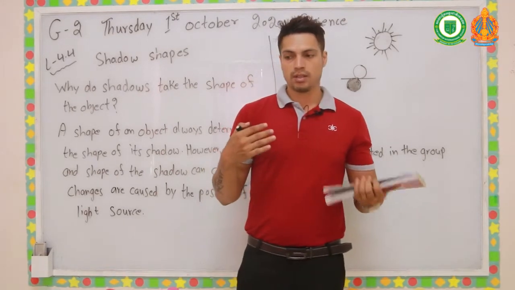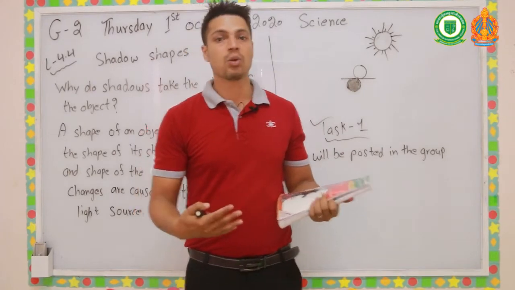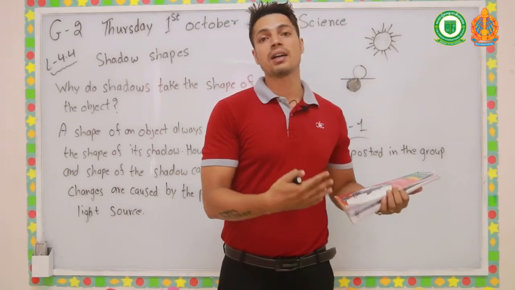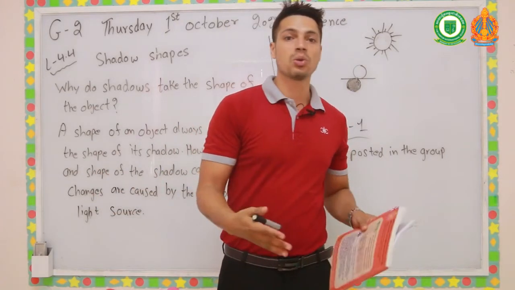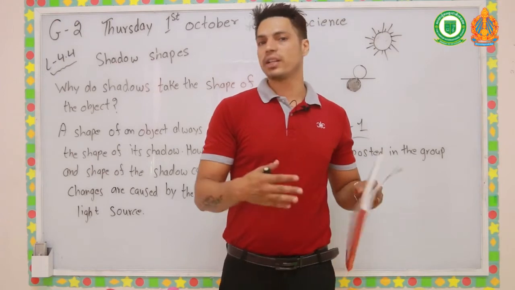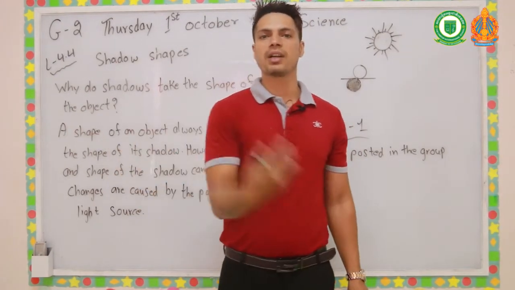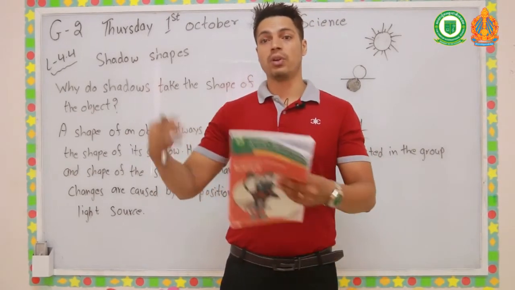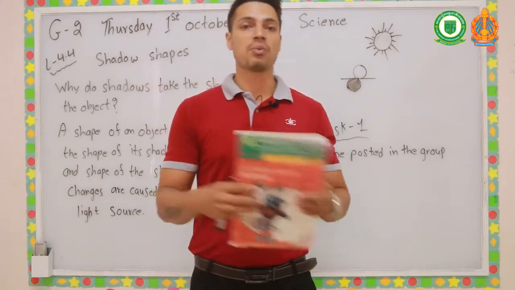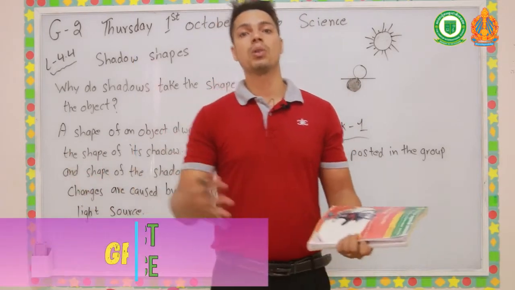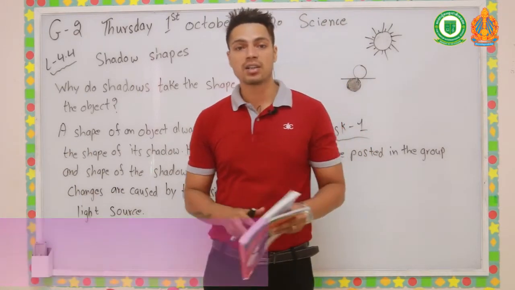Now the question is, why are shadows always dark? Why are shadows always dark, in black color? Because the light cannot pass through an object. When there is no light, we see darkness. Like night time, there is no light from the sun. That's why it's dark. So when an object blocks the light of the sun, it forms a shadow, and the light cannot pass through the object. That's why it forms a dark shadow.